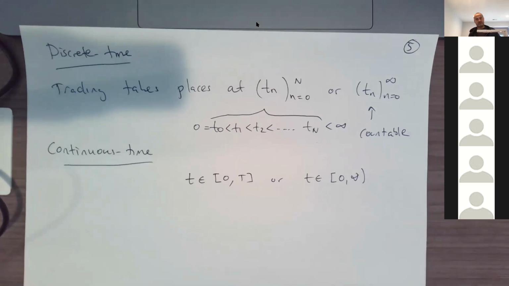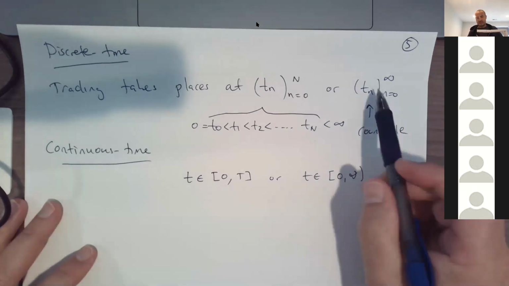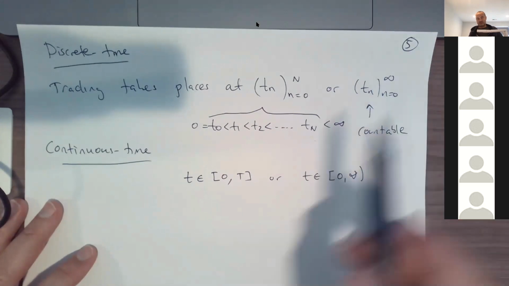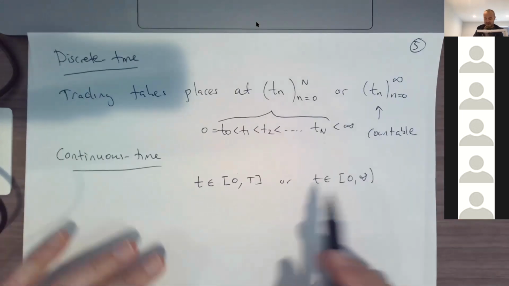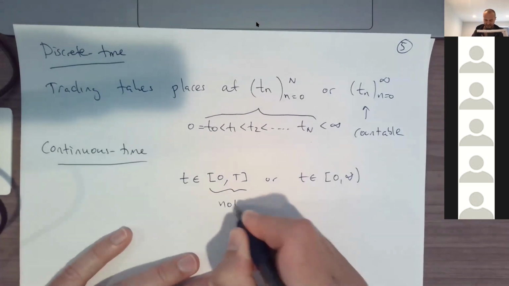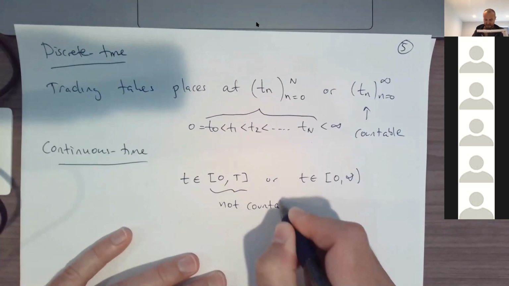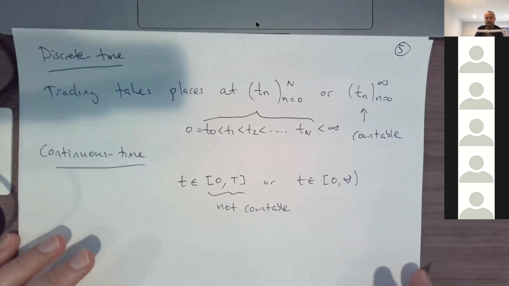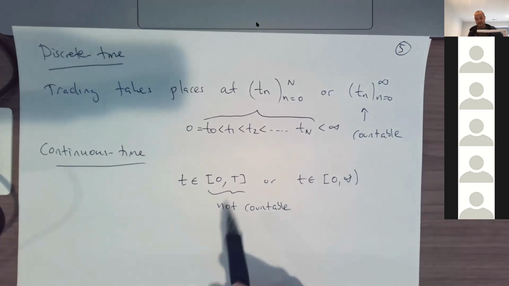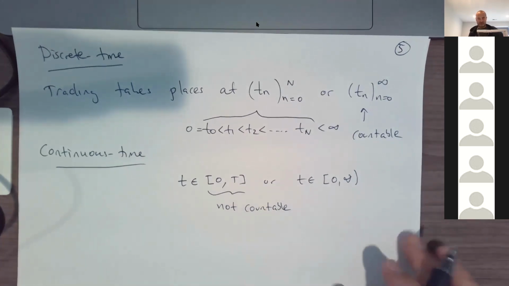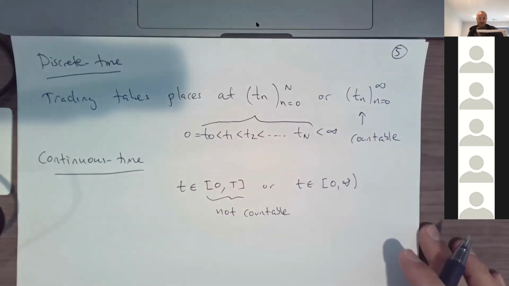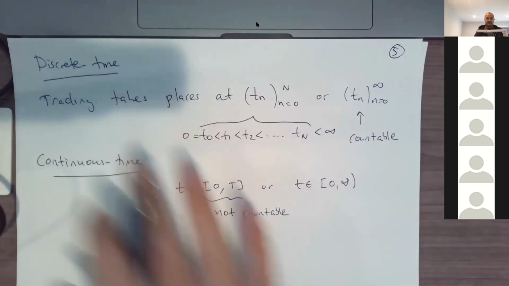It's countable because you can put this sequence into a one-to-one correspondence with the natural numbers. Whereas down here, these are uncountable. There's a difference between the natural numbers and say the interval from 0 to 1. There are a lot more time points in here than there are up here. So what we're going to be doing is discrete time.